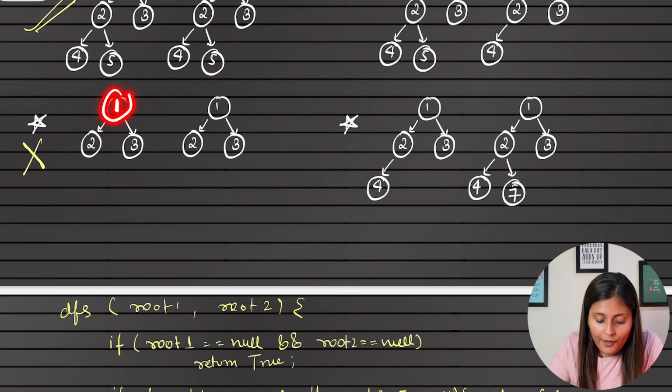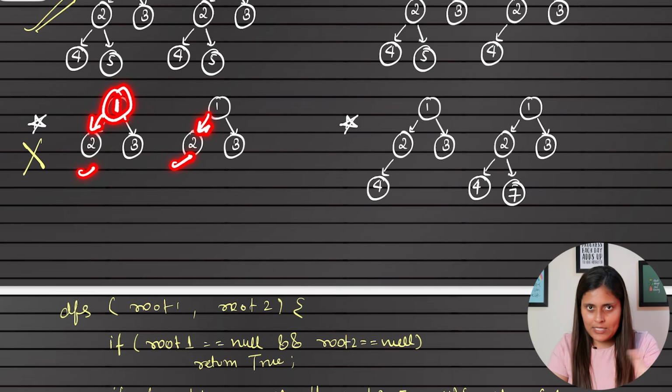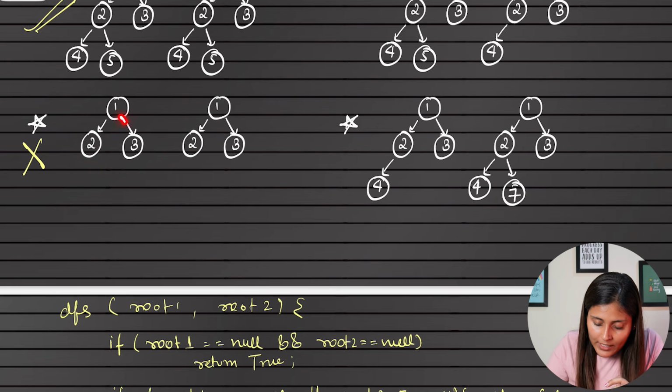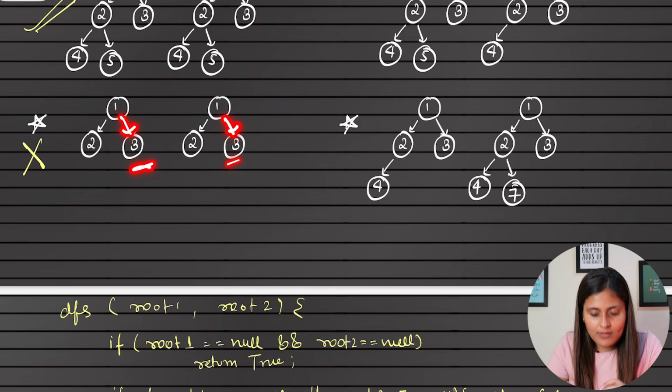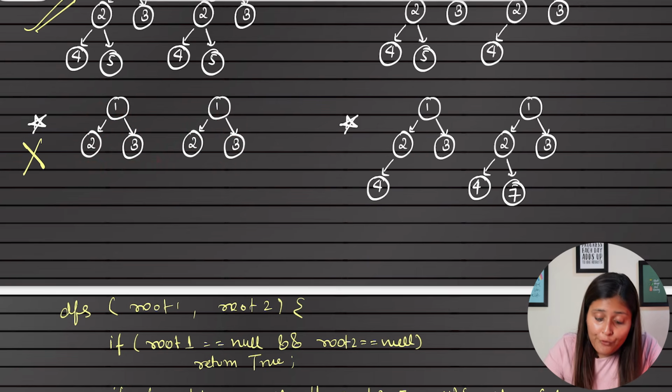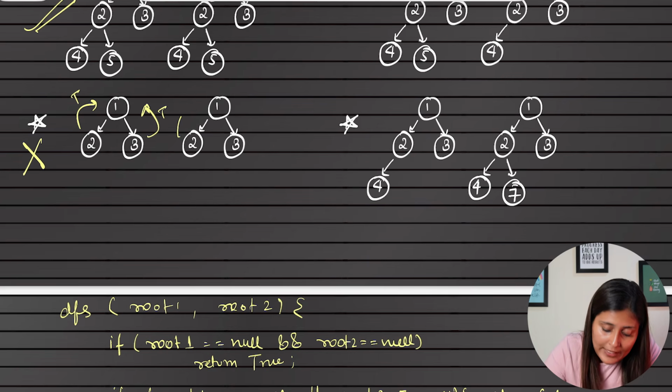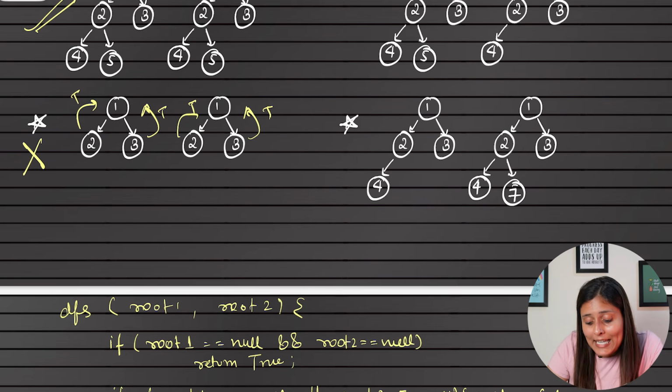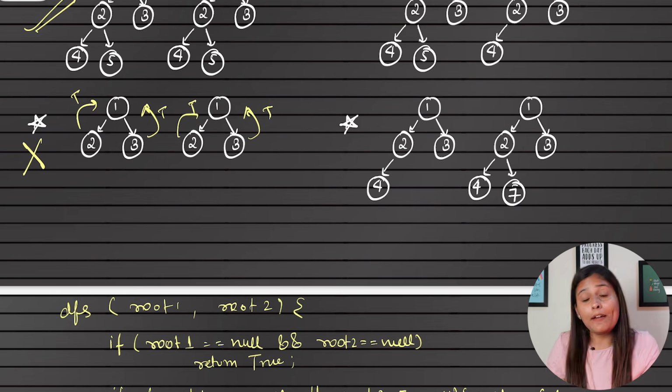We were at 1, we called for this and it matches, it will return true. Then again we called for this, it also matches and this also returns true. Means from left it returned true, from right it also returned true. Left true, right true. So is it like we have to return true if any of these returns true, or we have to return true when both return true?